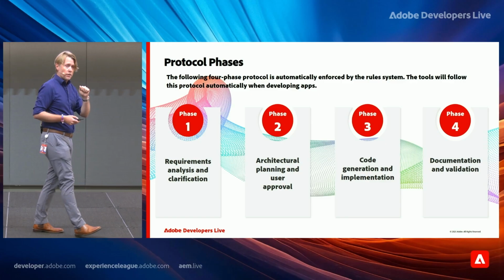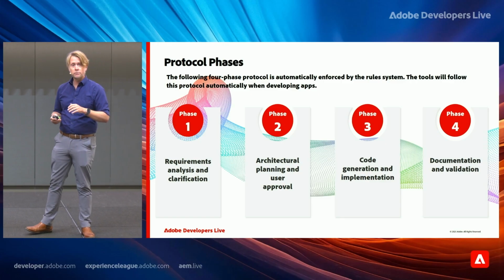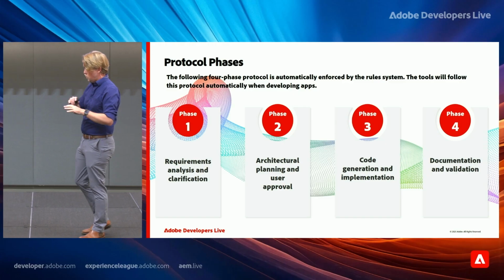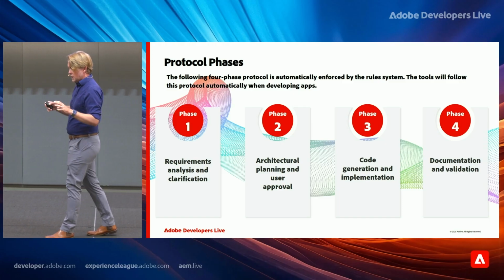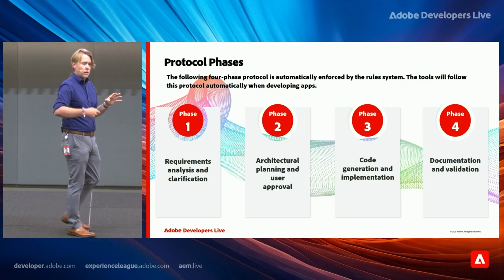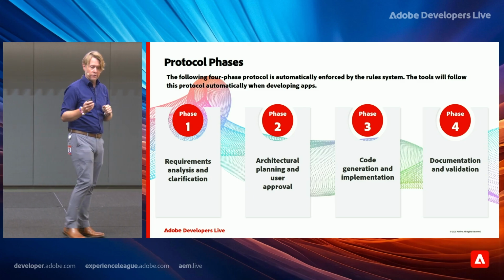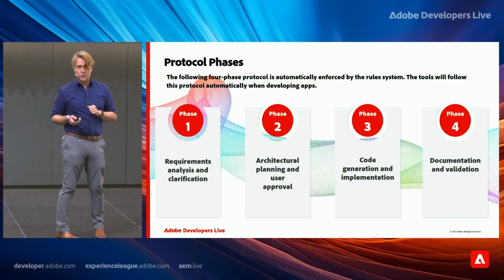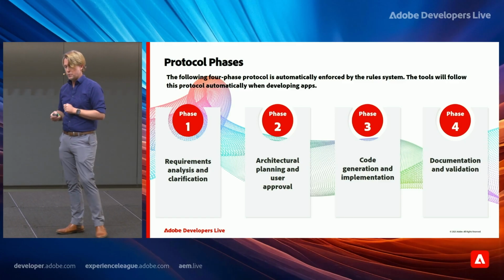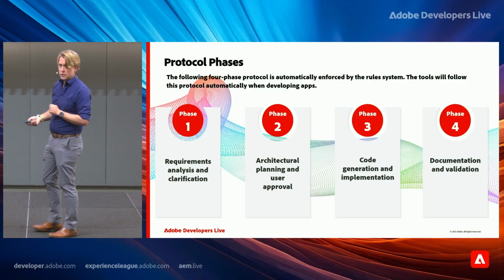We then have the architectural planning and user approval. So once we understand what needs to be built, how is it going to be built? What APIs are we going to be using? How are we going to scaffold all of this? We then go to phase 3, the actual code generation and implementation on the App Builder side, and through this, context-aware documentation along the way.